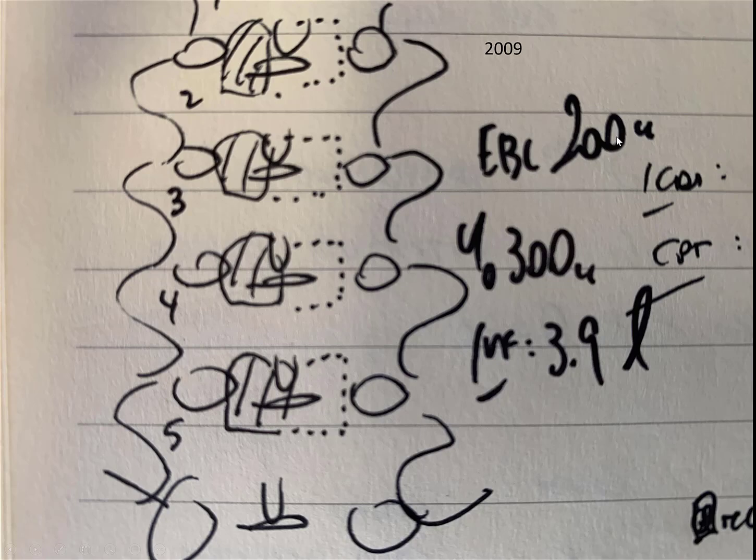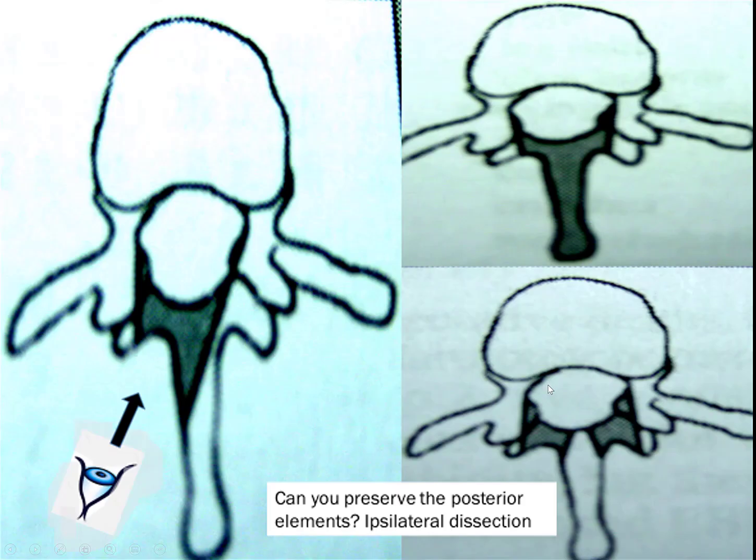So his case, 200 cc's blood loss. I think it was like 2 or 3 hours. And clinically, he did fantastic. And just to give you a review, unilateral laminotomy, bilateral decompression: you decompress from one side, but you open up both sides of the spinal canal.